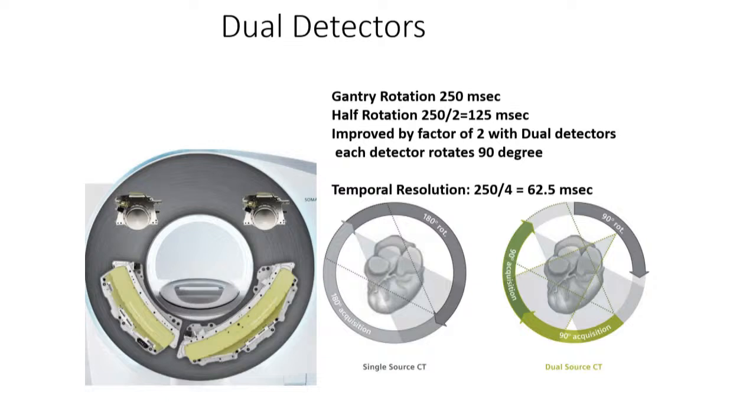So since we have 2 detectors, again, instead of going all around 180 degrees with a single source, we can go around 90 degrees. So with the Siemens scanner, dual source CT, the temporal resolution is the rotation time divided by 4. For any other single source scanner, it would be gantry rotation time divided by 2. Okay? So roughly, with a dual source CT scanner, the temporal resolution is about 65 milliseconds. And that's reasonable if your heart rate is around 60. If your heart rate is more than 70 or 80, I mean, you're not really capturing what you think you capture.